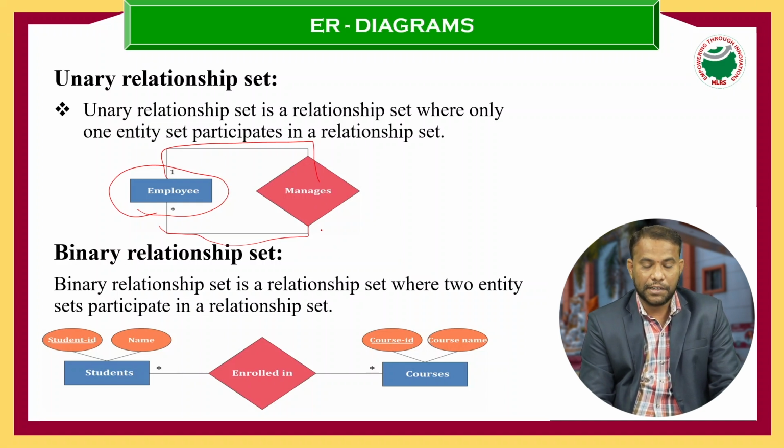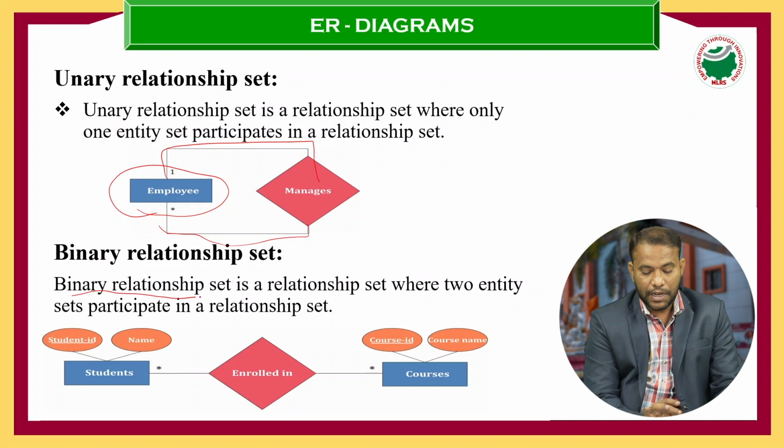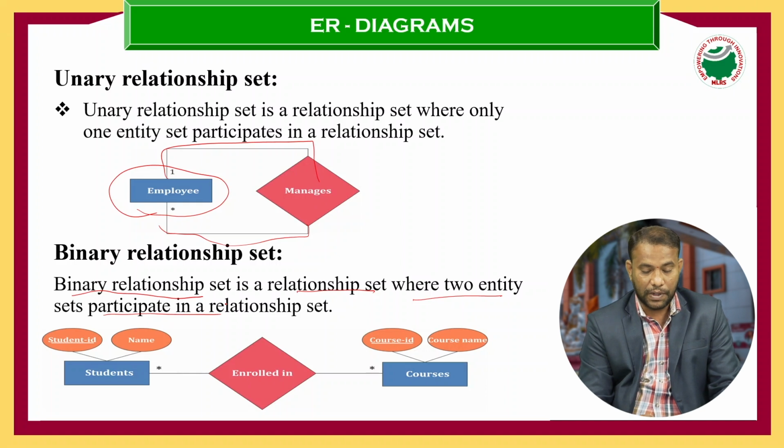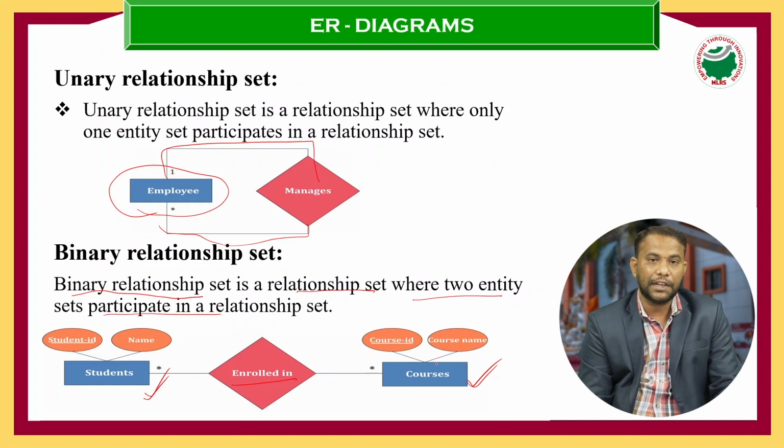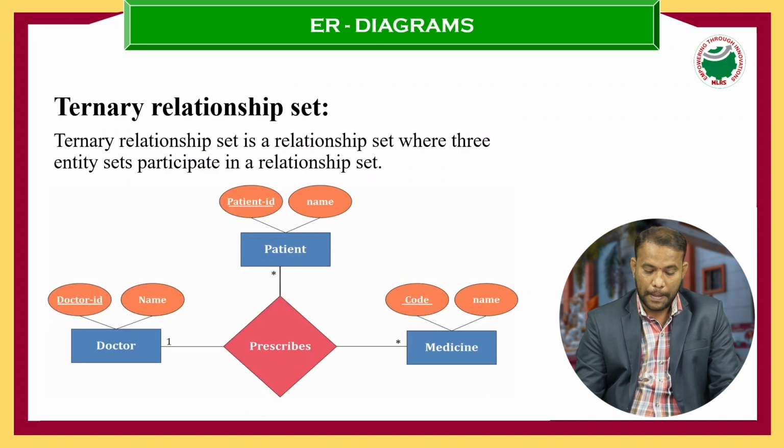Coming to the binary relationship set, a binary relationship set is a relationship set where two entities participate in a single relationship set. For example, students and courses. Okay, here we have student as one entity and course as one entity. Here a relationship is used between these two entities, that is, student enrolled in the courses. This type of relationship set is called a binary relationship set.